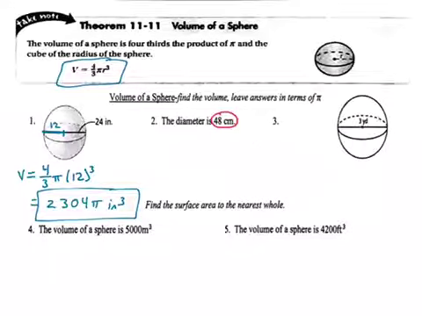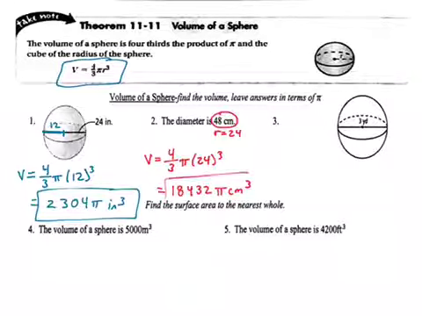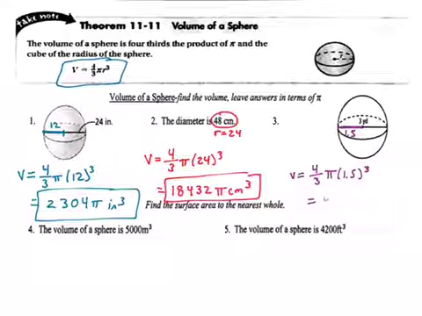Question 2, if the diameter is 48, we know the radius is just 24. So we've got volume equals 4/3 pi times 24 cubed. So our volume in this case is 18,432 pi centimeters cubed. Question 3, they give you a diameter of 3, so you want your radius, so that'd be 1.5. So volume equals 4/3 times pi times 1.5 cubed. When you multiply all that out, you get 4.5 pi yards cubed.